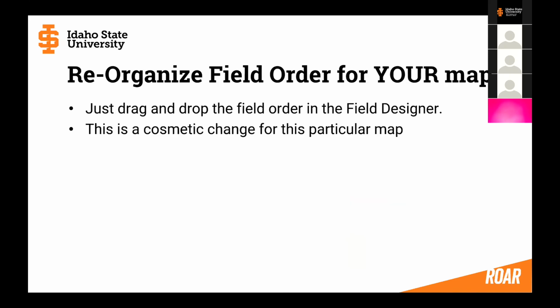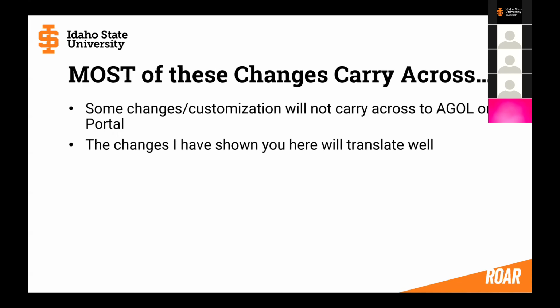Reorganize the field order for your map. And that's just dragging and dropping the field order in the field designer, or moving the field up and down when you're in the configuration pane. It's just a cosmetic change for this particular map. You're not modifying underlying data, so your GIS manager, the IT folks won't get mad at you. You're doing cosmetic changes. And what you want to do is put things in an order that makes sense to your consumer for your particular web map.